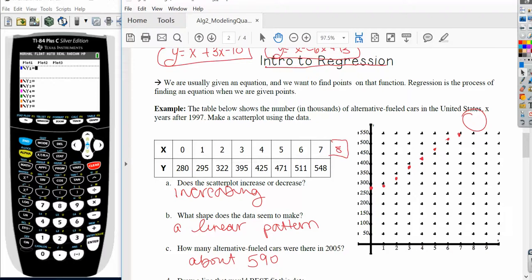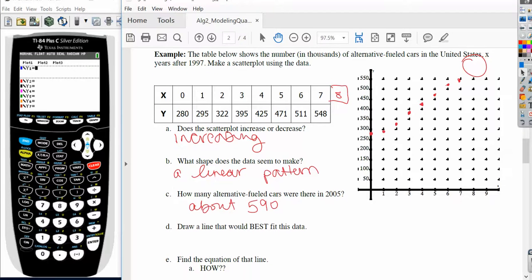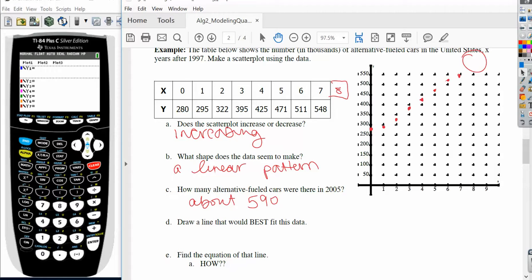Okay? So now it says, draw a line that would best fit this data. So I'm making a line that goes through as many points as possible, that gets as close as possible to as many points. So that's my line of best fit. Now it says find the line of best fit. How do I do that? Well, I have to use the calculator.